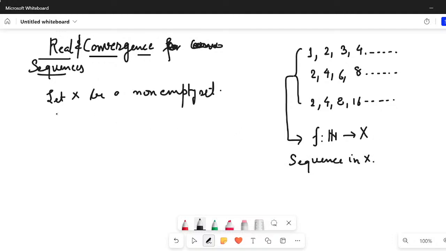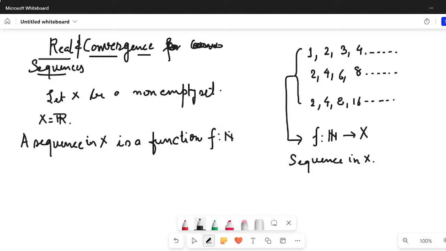In particular, in our syllabus, X would be equal to R. So a sequence in X is a function defined from N to X. A function defined from the set of natural numbers to a set X is said to be a sequence in X. In particular, if X is equal to R, then we say that we are discussing real sequences.